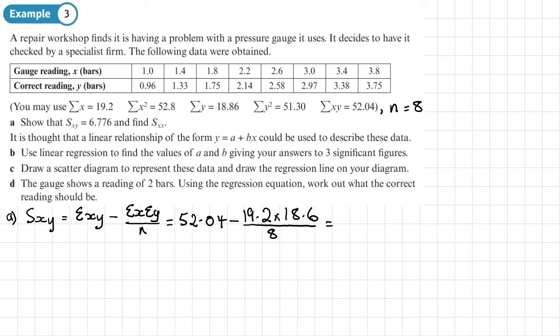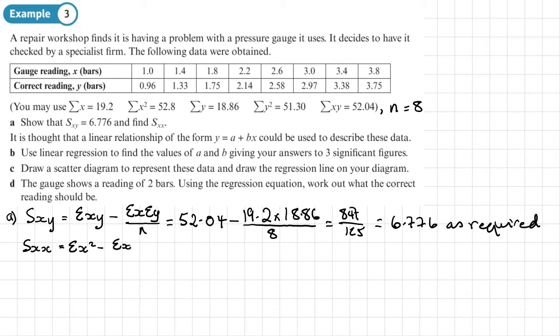I'll calculate that. And if we work that out, and I've realised that should be 18.86, not 18.6. As a fraction, we get 847 over 125. And SD button 6.776. So we get the value, or we've shown that SXY equals 6.776. Now we're going to calculate SXX. So it's going to be the sum of x squared minus the sum of x all squared over n. So the sum of x squared is 52.8.